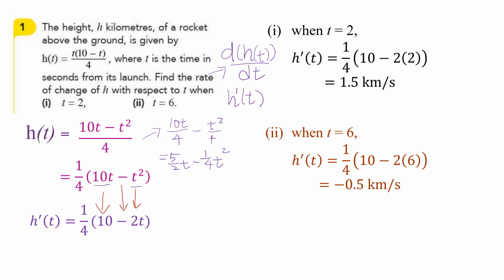Right, so what does this negative tell you? This negative tells you that the height is decreasing at that time. Okay, it's decreasing. So it increases first and then it decreases.